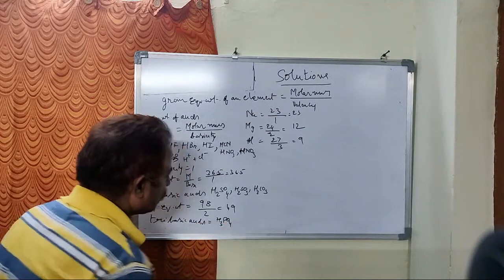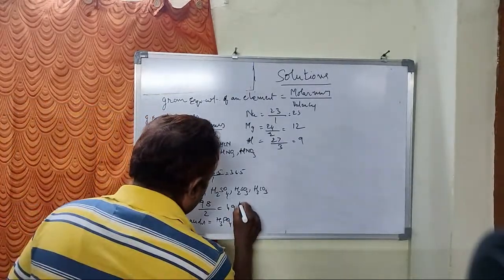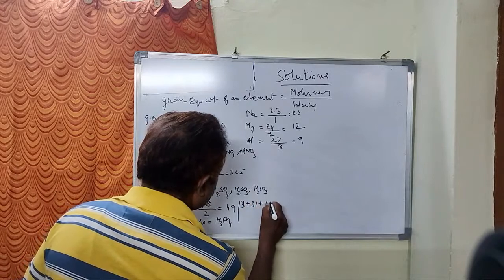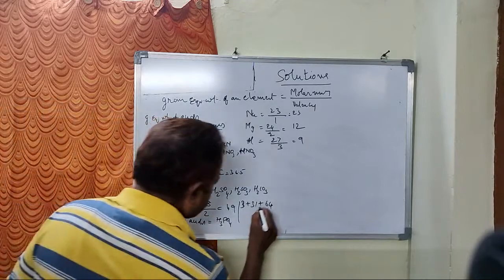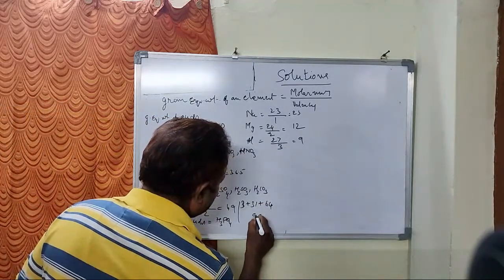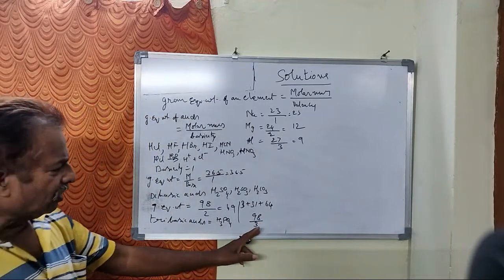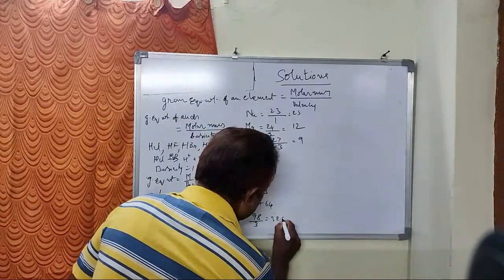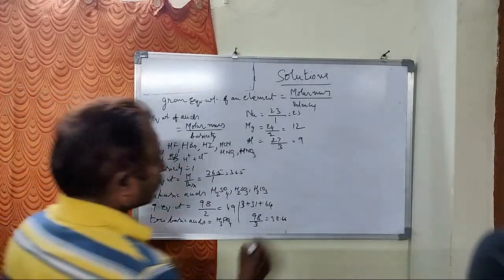H3PO4. The number of replaceable hydrogen ions is 3 here. Then, what is the molar mass? Hydrogen 3, phosphorus 31, oxygen 4 into 16, 64. So this is 98. 98 by 3. So the molar mass is 98, basicity is 3. Therefore, this is 32.66. This is the gram equivalent weight of acids.